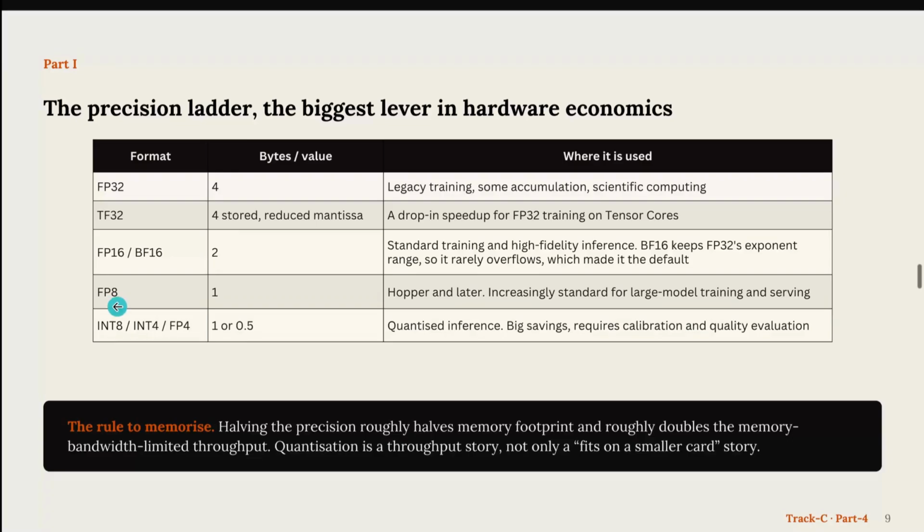So let's look at where these are used. Floating point 32 bit operations, which is 4 bytes per value, are used for legacy training, some accumulation and scientific computing, because precision is required. TF32, where a reduced mantissa is used, gives a speed up for FP32 training on tensor cores.